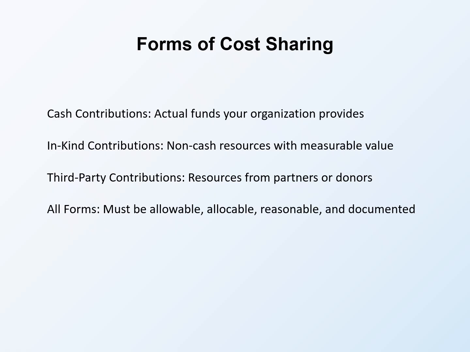Cost sharing can take several forms, each with specific requirements for valuation and documentation. Understanding these forms helps you identify and account for your contributions properly. Cash contributions represent actual funds your organization provides to cover project costs. These are the most straightforward form of cost sharing. Your organization pays for project expenses using non-federal funds, and those expenditures count toward your match commitment.